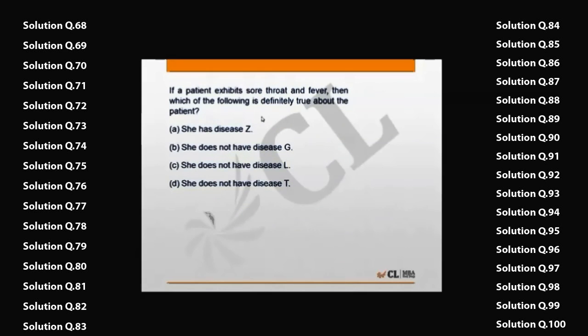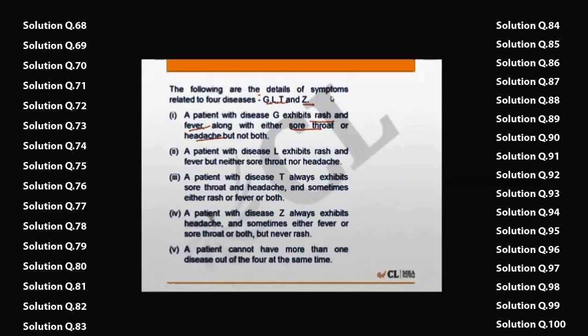Looking at the very first question, it says that this patient exhibits sore throat and fever. Then which of the following is definitely true about the patient? Mind you, it talks about exhibiting, not exactly, but at least sore throat and fever. So this patient exhibits sore throat and fever. Alright, coming back to the given conditions.